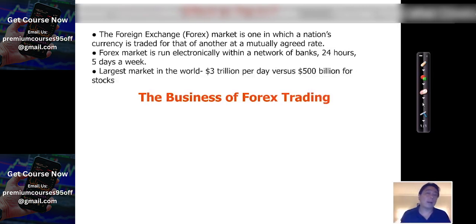So if you compare it with the stock market, the total value of the stock market is about $500 billion. In comparison, for Forex, it's 3 trillion a day. Okay, so it's the biggest market in the world.